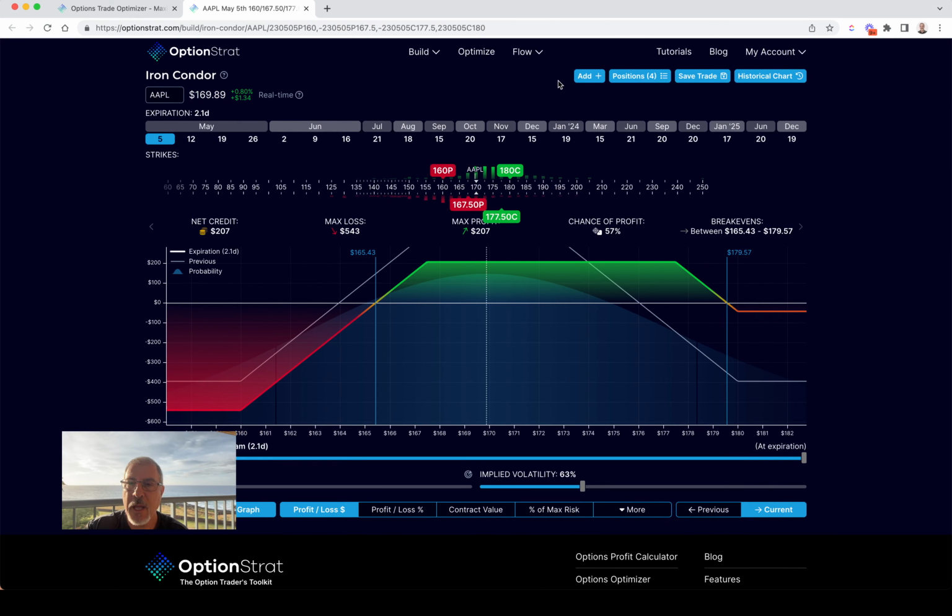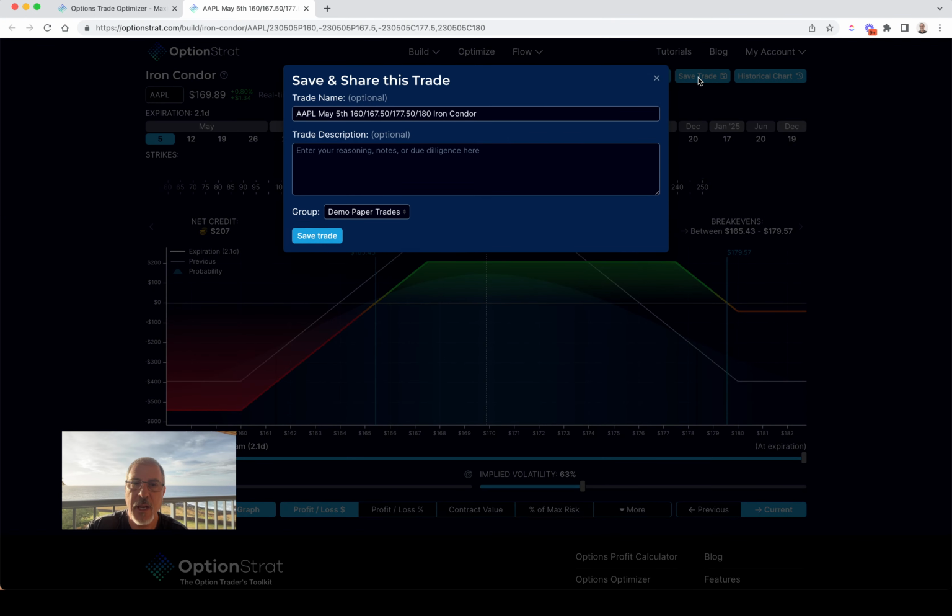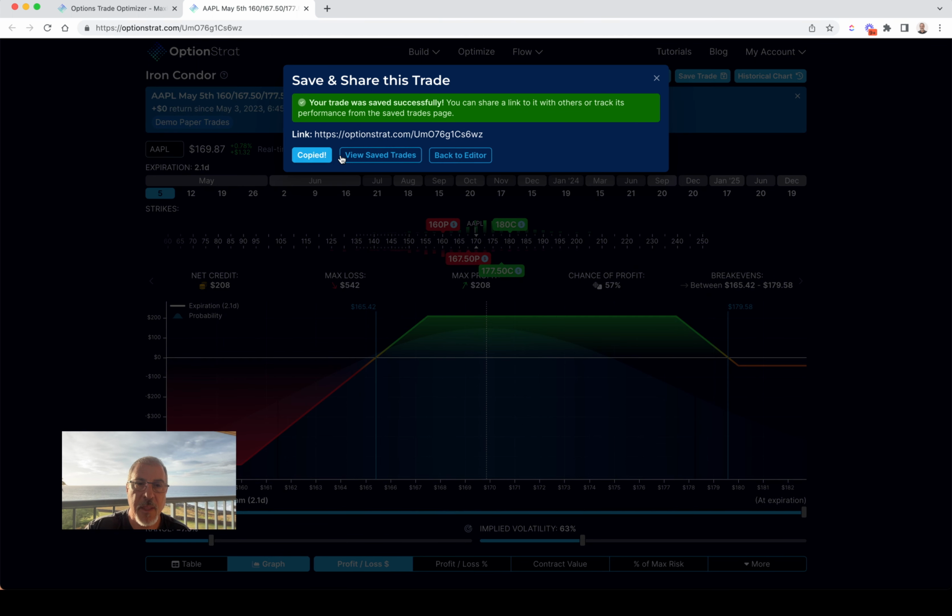I'm going to go ahead and save this trade. I will copy this link, and I'm going to call this an earnings trade because that's what's prompting me to take this trade at this time: we're going to trade around earnings. So I'm going to save that trade, copy that link, and I will put that in the post.